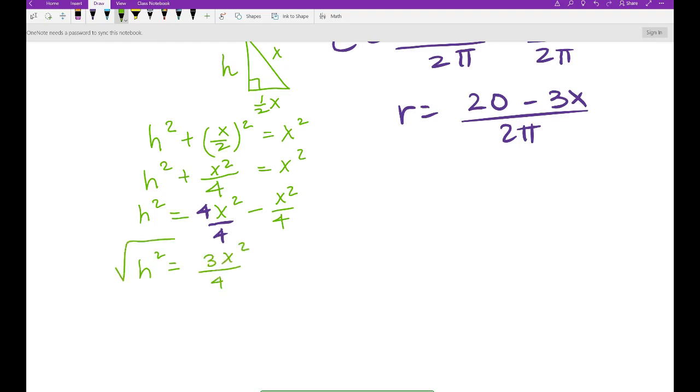Now I'm going to root it. Because h is a height, do I need to worry about the negative radical? No. So it's going to be radical 3. Square root of x squared is just x. Square root of 4 is just what? 2. So you can think of it like that.